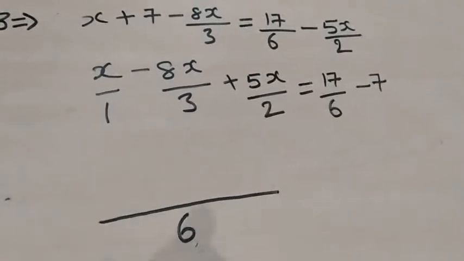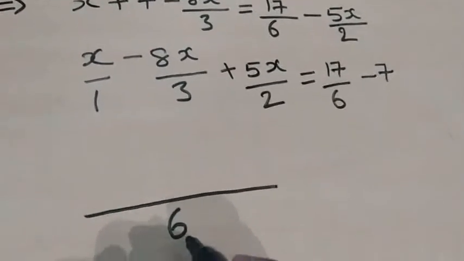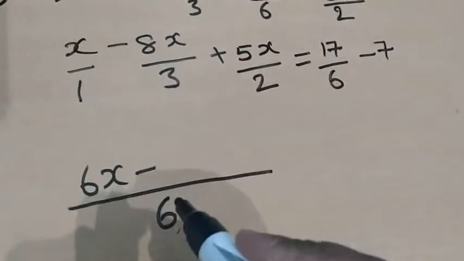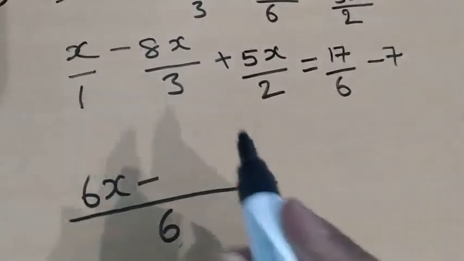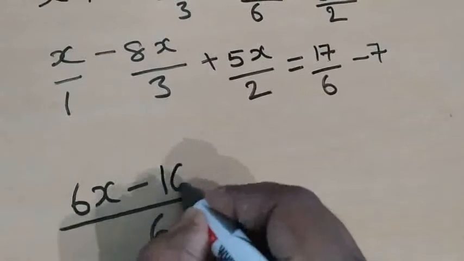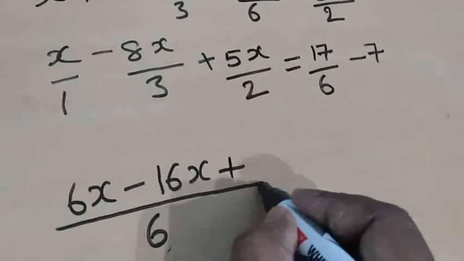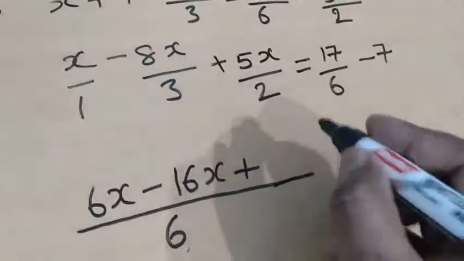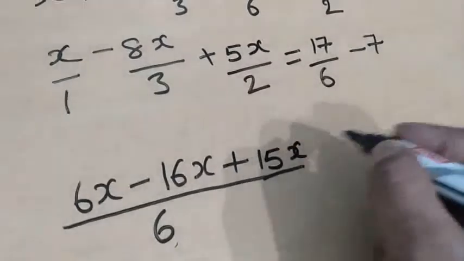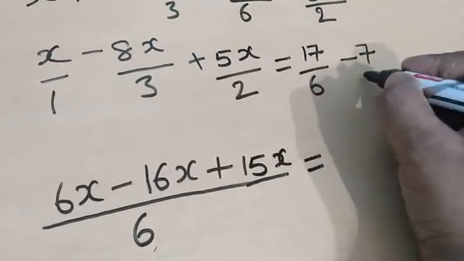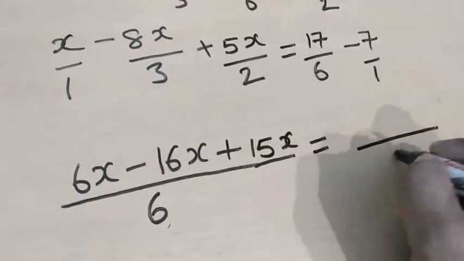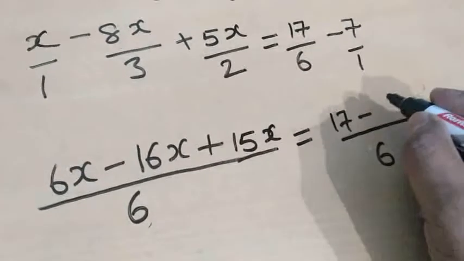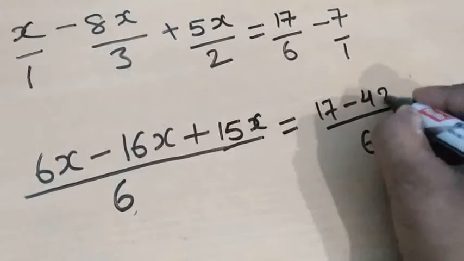Clear? So if you divide 6 by 1, we obtain 6 times, so here we obtain 6x minus, if you divide 6 by 3, we obtain 2, so 8 2 is 16x, plus 2 divides 6 in 3 times, so 5 3 is 15x, is equal to, you can write here 7 by 1, so LCM is also 6, so 17 minus 6 7 is 42. Clear?